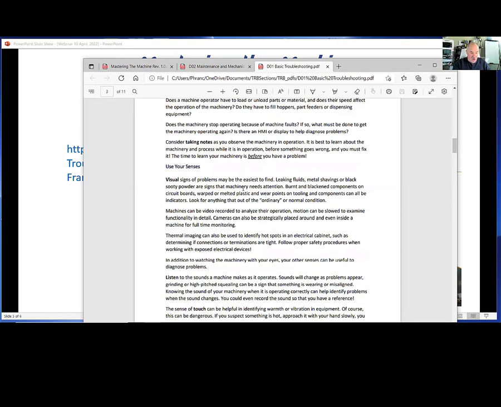Other things that you can do here, right, is you can use your senses. It's not only looking at a machine, you can also use your other senses. So visual signs of problems, easiest to find. You can look for leaking fluids or metal shavings, black sooty powder. That's signs that your machine might need attention. Burnt and blackened components on circuit boards, warped or melted plastic, and wear points. This is all just written stuff in the book. You can also, of course, use video recorders to analyze that.